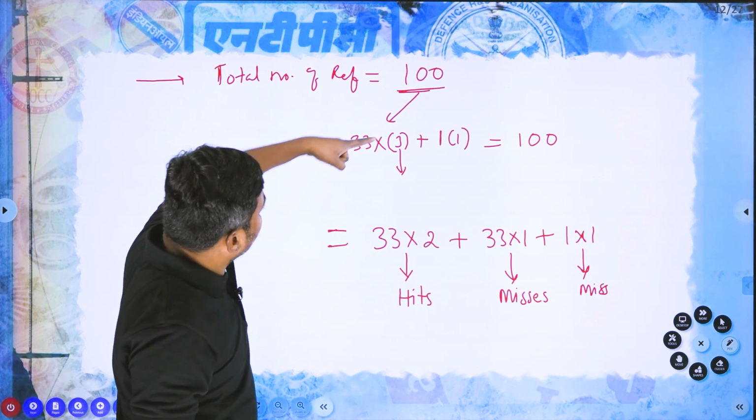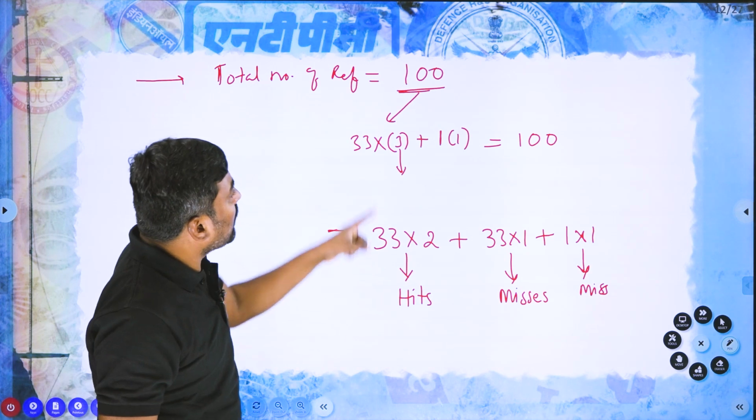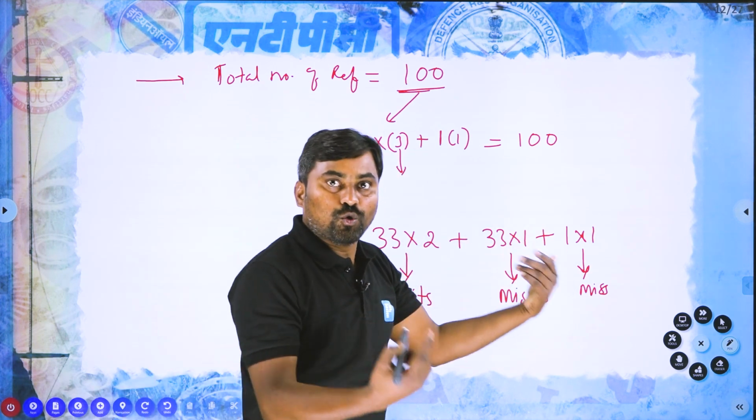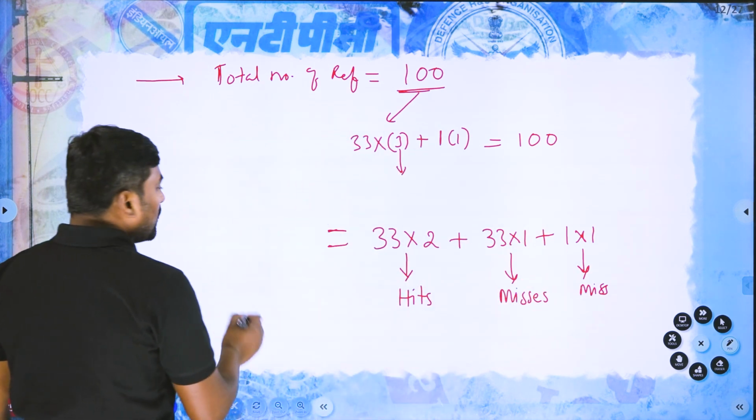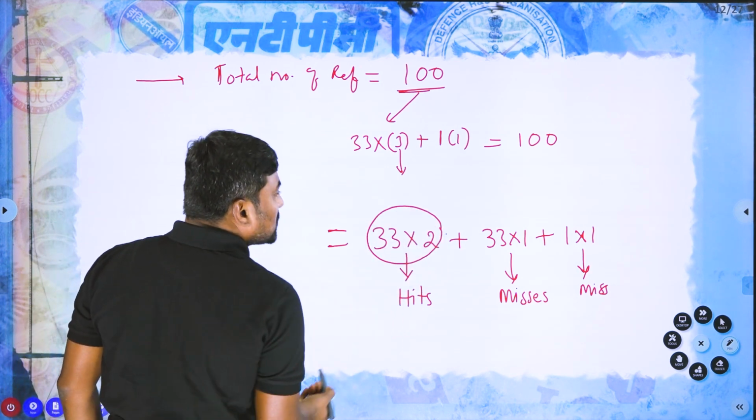There are 33 blocks. The first reference is a miss, the next two references are hits, and in the last block the only element is going to be a miss. So the total number of hits will be 66 only, right?